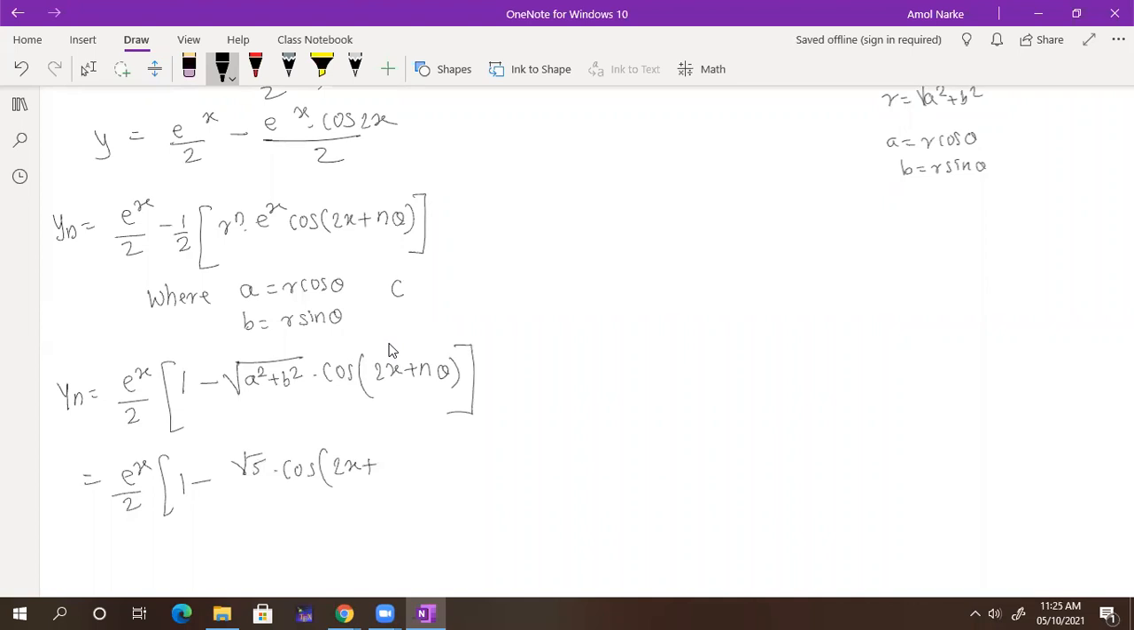Theta is tan inverse of b by a. What is the value of b here? b is 2. So tan inverse of 2. Am I correct? Yes. What is tan inverse of 2? If you know, substitute the tan inverse of 2 value here and solve. Otherwise, keep it as it is. This is what you are finding. Got it?